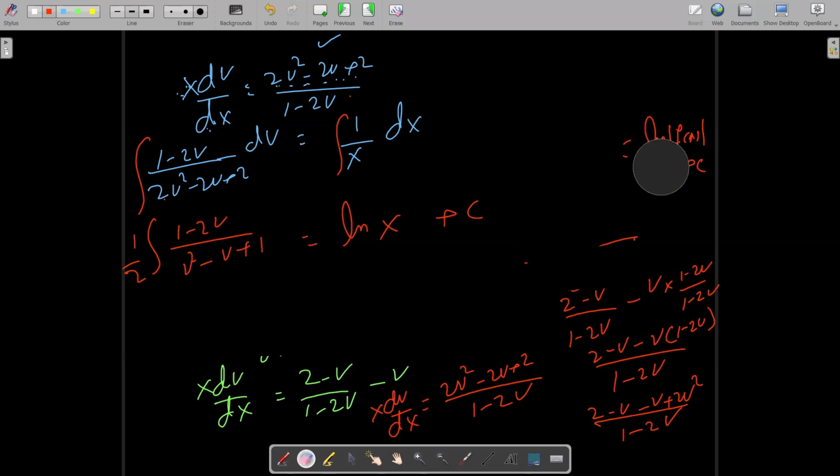So if you take a look at this function, the lower expression is v square minus v plus 1. Its derivative would be 2v minus 1. Does that make sense?